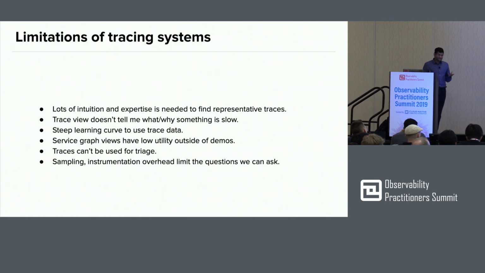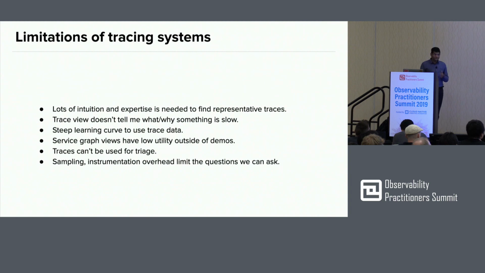So service graphs are cool, but outside of demos, in real production scenarios, they are not very useful, at least in my experience. And traces cannot be used for triage. If you have an ongoing production issue, generally traces are not used for triage. They're generally used to identify bottlenecks and fix point issues, performance issues. But when you have an ongoing incident, traces are generally not the tool you would reach for.